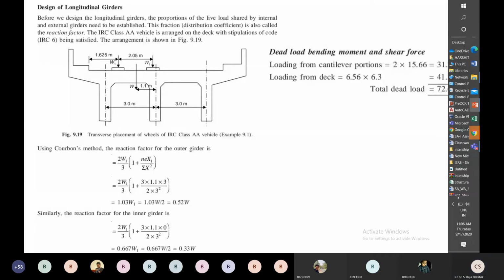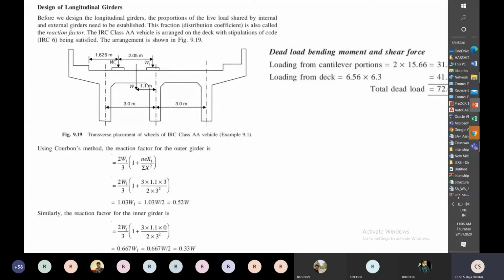Sir, I will explain once again. The total width of the carriageway is 7.5 meters. We need to place the vehicle in such a way that we give clear spacing between the curb or footpath and the outer side of the IRC Class A vehicle. This clearance is 1.2 meters.